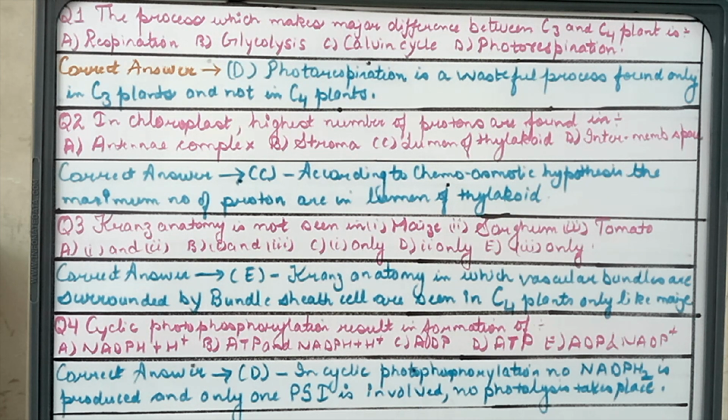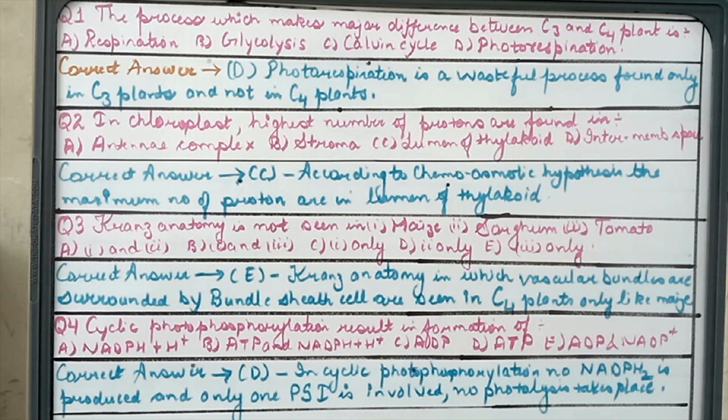Cyclic photophosphorylation results in formation of: NADPH plus H positive, ATP and NADPH plus H positive, ADP, ATP or ADP plus NADPH. Now how to remember this question? Now we know in cyclic photophosphorylation, as the name suggests, it is photophosphorylation. So ATP would always be formed. Whether it is cyclic or non-cyclic photophosphorylation, ATP will always be formed.